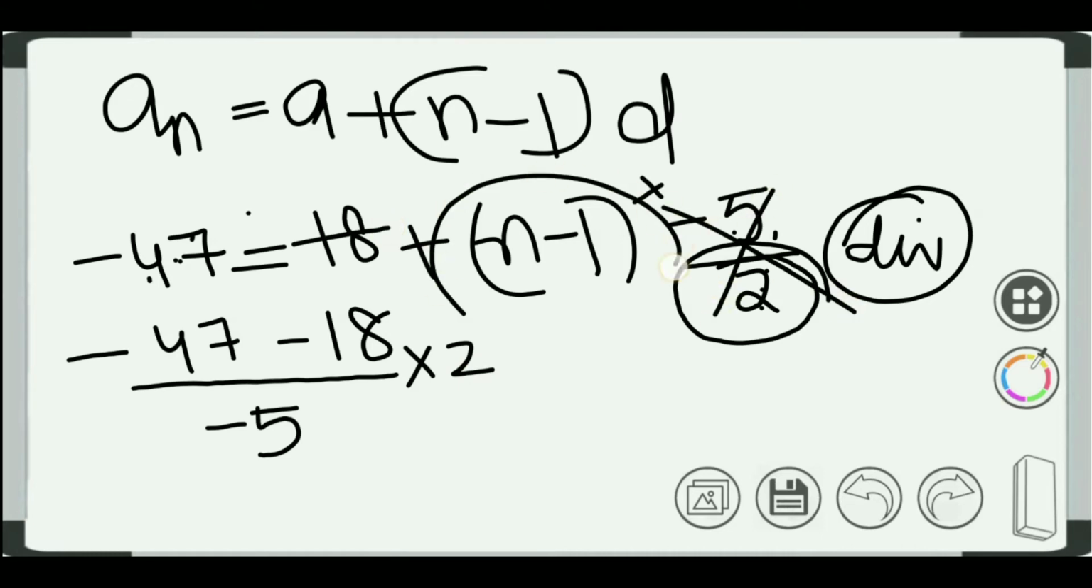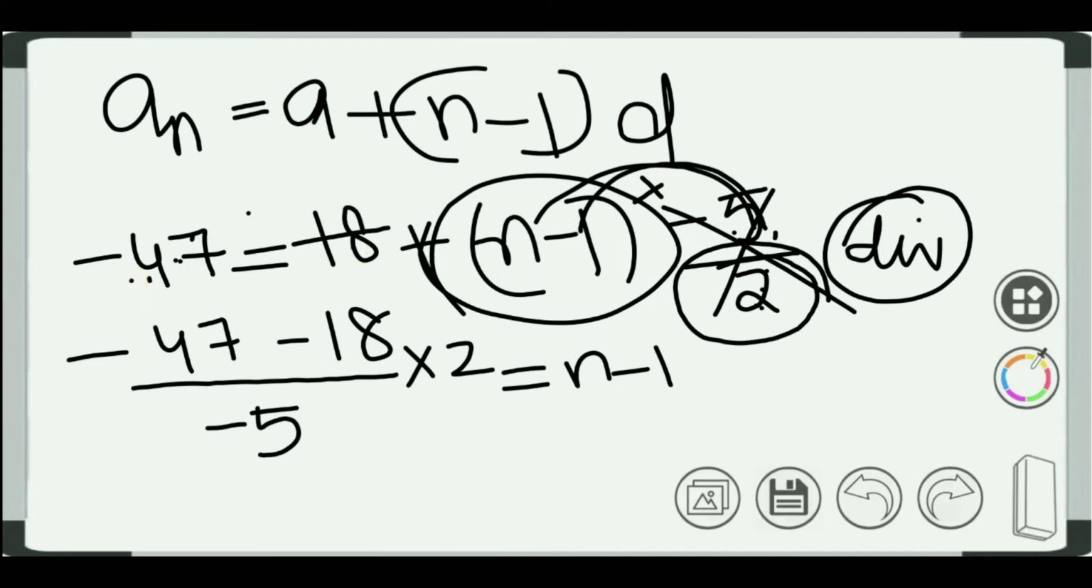So what is remaining here? N minus 1. Okay. So this is a small shortcut. Instead of solving everything, like instead of multiplying this minus 5 by 2 into N minus 1, you can do it this way. But be careful when you are taking the values this side. See, 18 when you are taking to the left side, plus 18 will become minus 18.